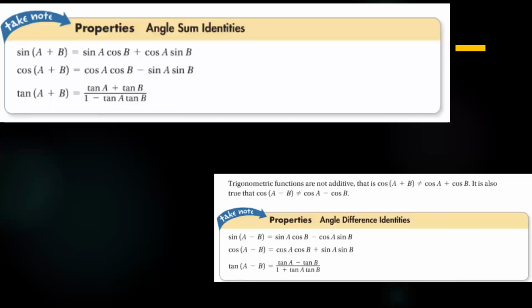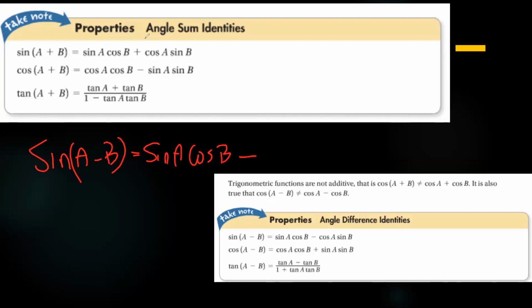We started with the angle sum identities. Now, with angle difference identities, we say that the sine of A minus B is sine of A cosine of B minus cosine of A sine of B. Now, for the sine of A plus B, we have the same. And I will write here sine of A minus B. As we said, it is sine of A cosine of B minus, we keep the minus sign, cosine of A sine of B.